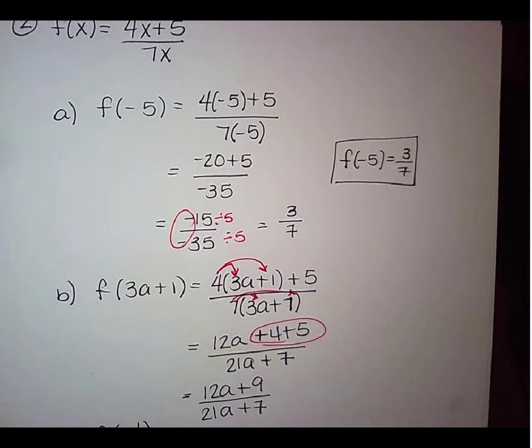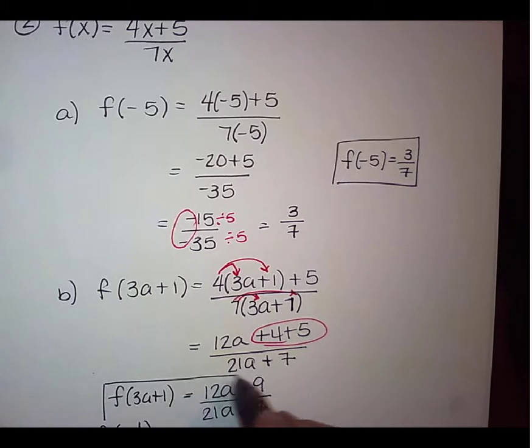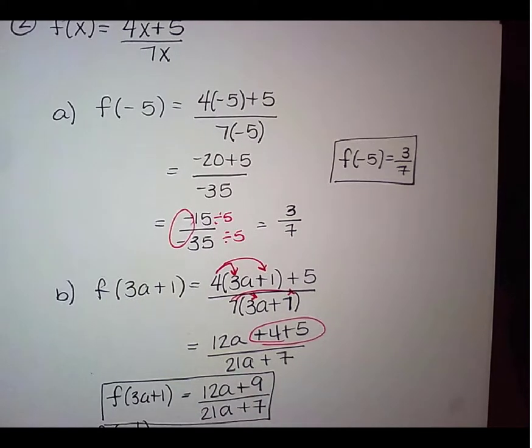Now, I know on the one we worked earlier, we were able to reduce because all of the numbers were divisible by the same thing. But if you notice here, yes, 9, 12, and 21 are divisible by 3. But that 7 is messing it up, and since the 7 isn't divisible by 3, we can't actually reduce this any further. So f at 3a plus 1 would equal 12a plus 9 over 21a plus 7. This would be our final answer there.